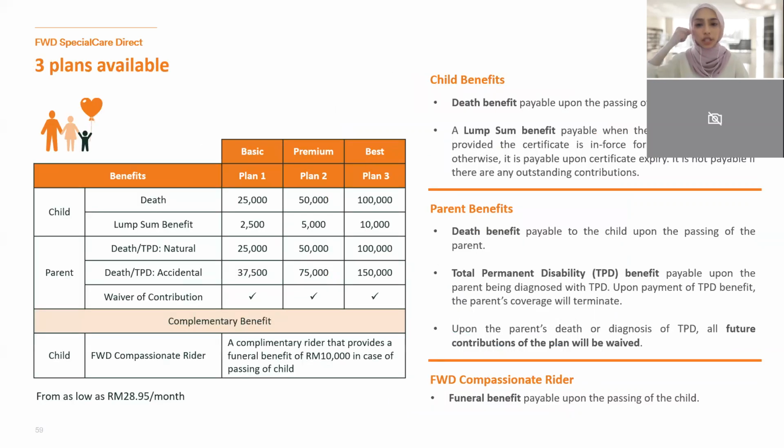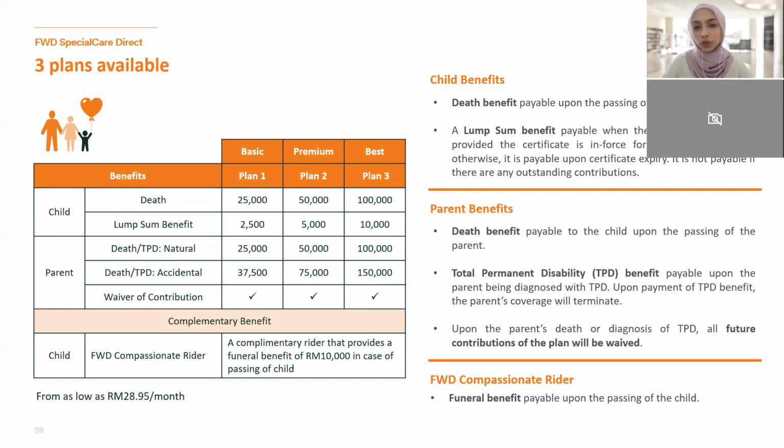Okay, so these are the 3 different plans available. You can either take the basic plan, which covers about 25,000, the premium plan, which covers about 50,000, and the best plan, which covers 400,000. There are also different lump sum benefits. It can be as low as 2,500 or up to 10,000. This lump sum benefit is what your child will get when they turn 18, provided that the certificate has been enforced for 60 months, about 5 years.